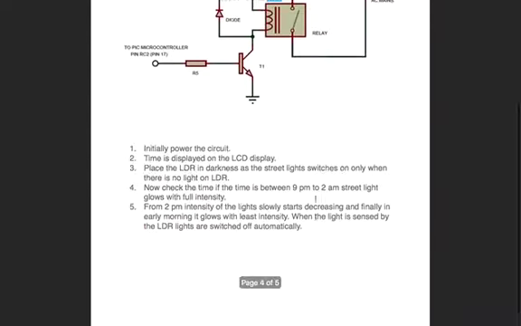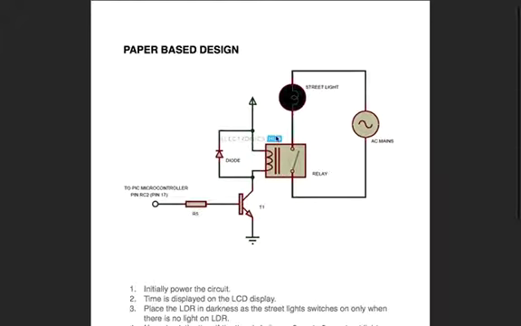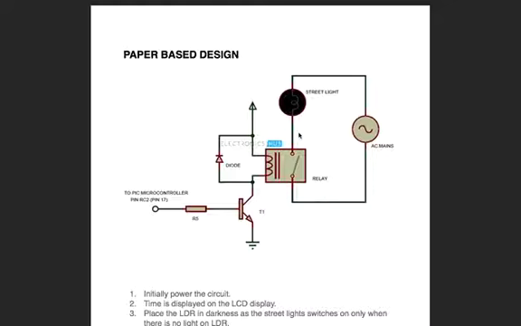In this project, we can make some future enhancements. Instead of AC mains, we can use solar panels. During the daytime the solar panels get charged, and their voltage can be used for brightening the street lights during night time.